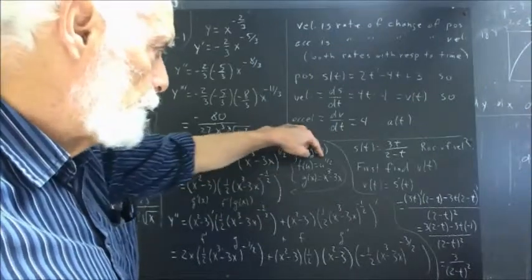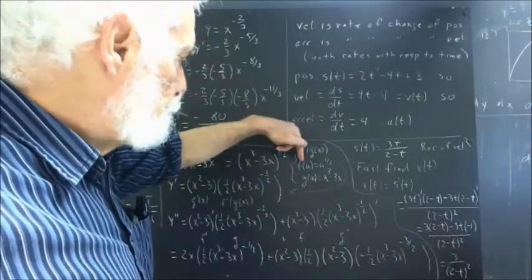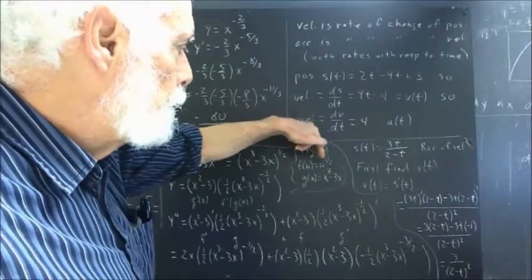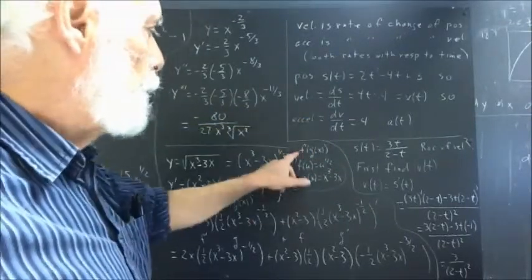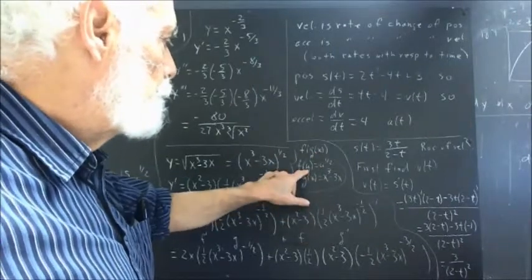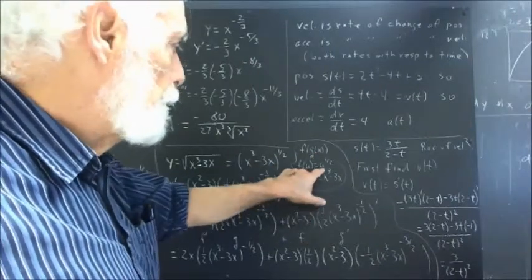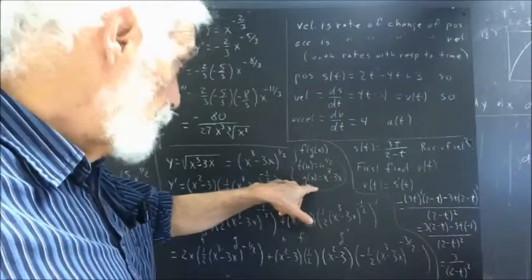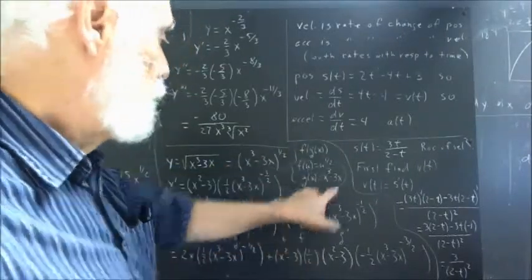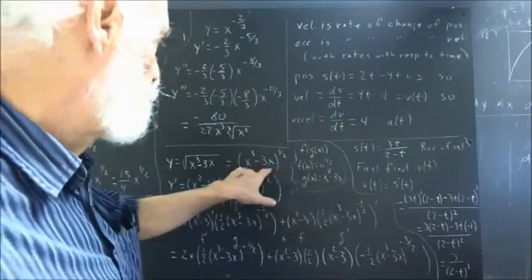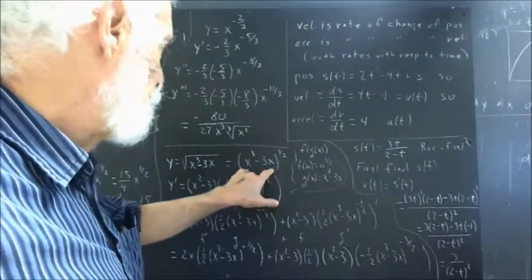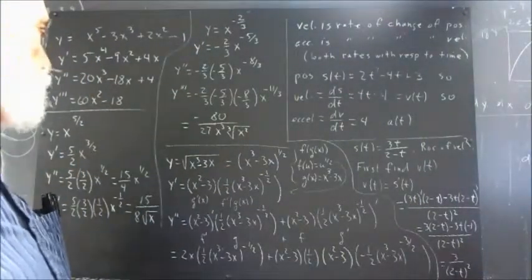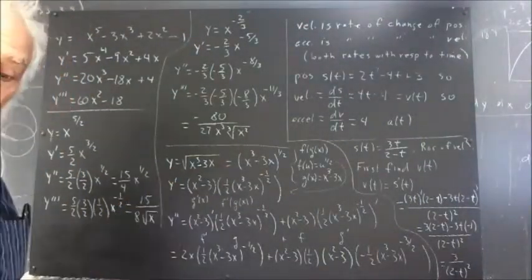We take the 1/2 power. So our g of x function is x cubed minus 3x. Our f of u is u to the 1/2, so that when we do f of g of x, we replace u with g of x, so that we get f of g of x equals g of x to the 1/2, g of x being this expression. That's just this expression here, the x cubed minus 3x to the 1/2. Then we use the chain rule.